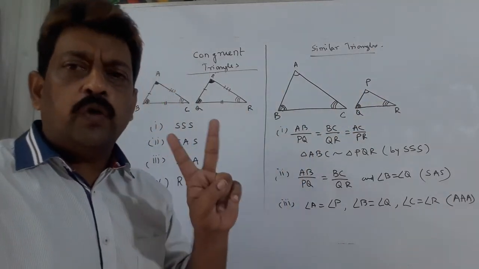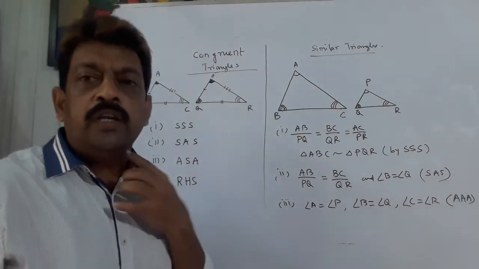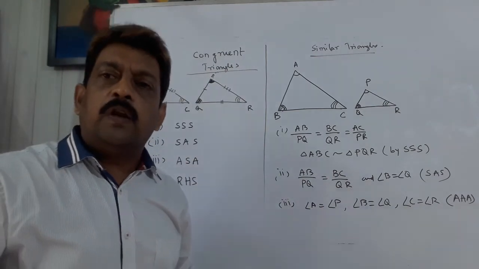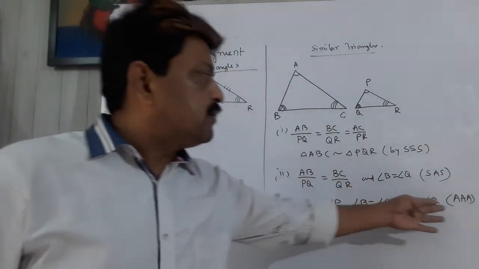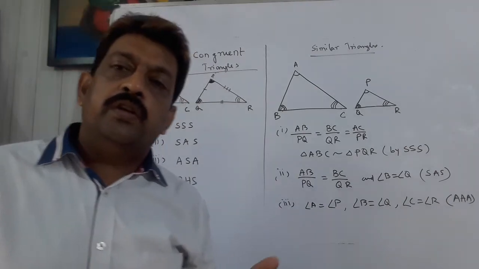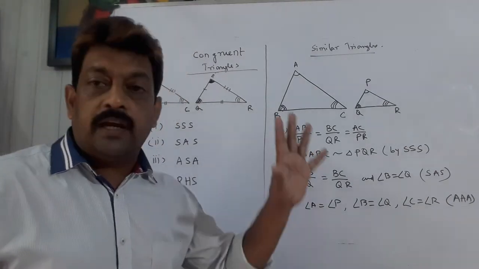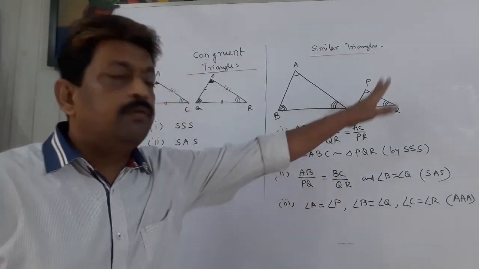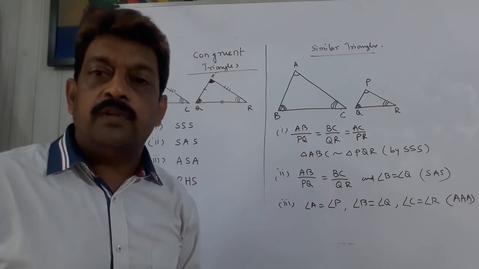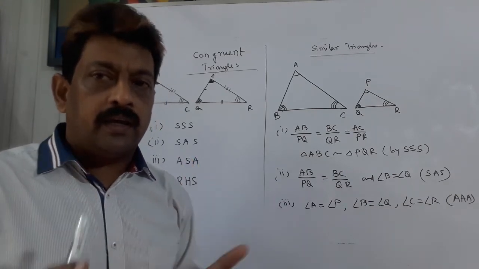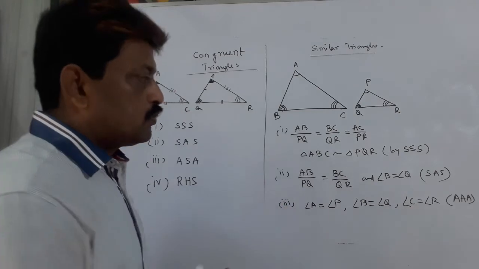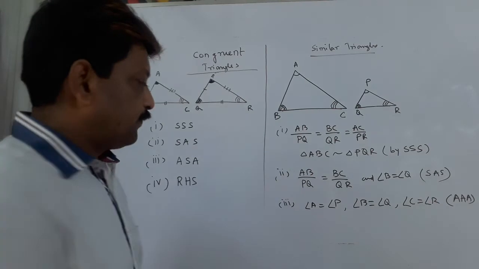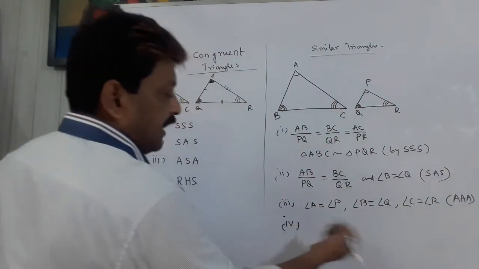Understood? So if any two angles of one triangle are equal to any two angles of the other triangle, then automatically their third angles will also become equal. So in that case, it will be AAA. It is not required to prove all the three angles equal. We can prove any two angles equal, and we can say that triangle ABC and triangle PQR are similar by the criteria AA. Hope you have understood. So there is another criteria, the modification of AAA, that is AA. And the fourth one is RHS.